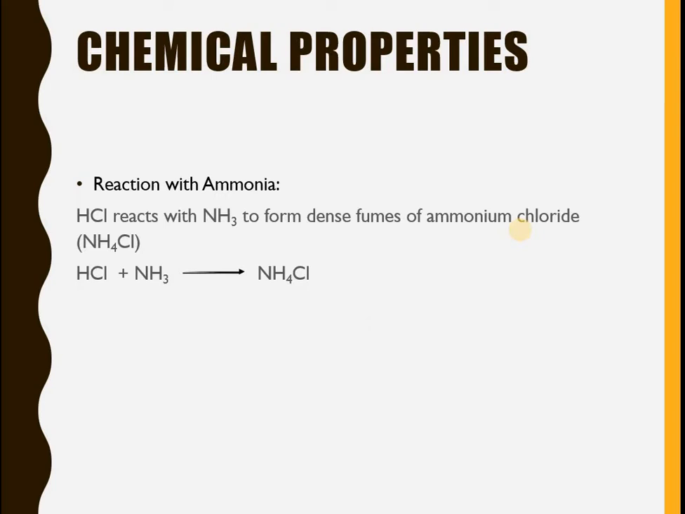Now reaction with ammonia. Hydrogen chloride reacts with ammonia to form dense fumes of ammonium chloride, that is NH4Cl. Now here NH3 is the gas, HCl is the gas, whereas NH4Cl is the solid. So this is an example of two gases forming to give solid.